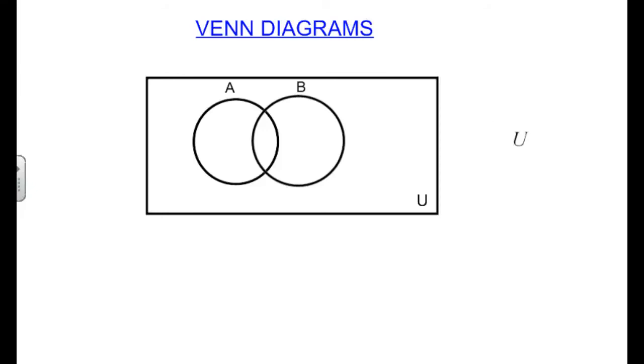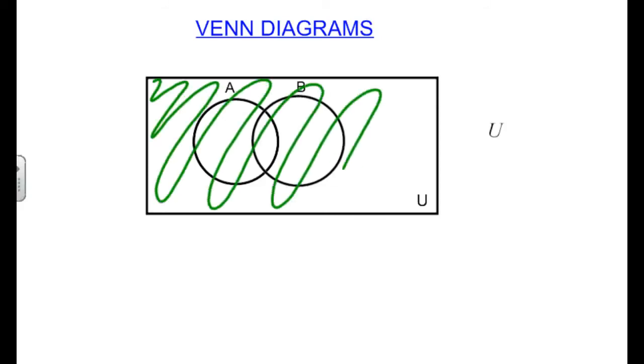So if we are given the universal set and we need to shade it in, all we would do is say everything in this box. This is our context, U. So that would be how we would shade for that.